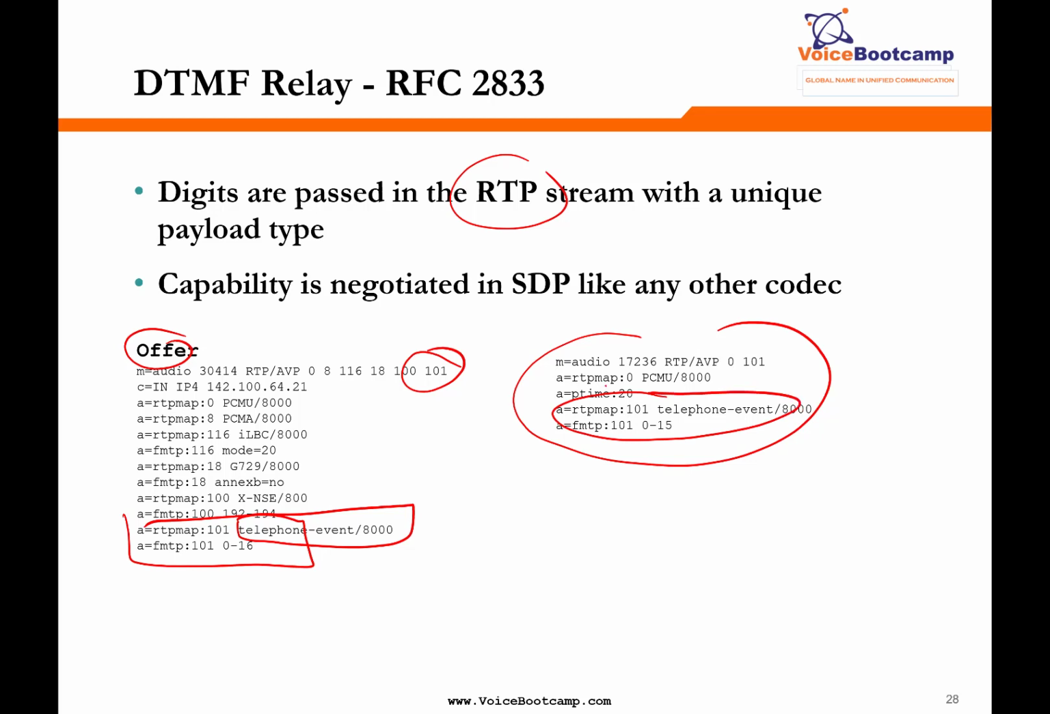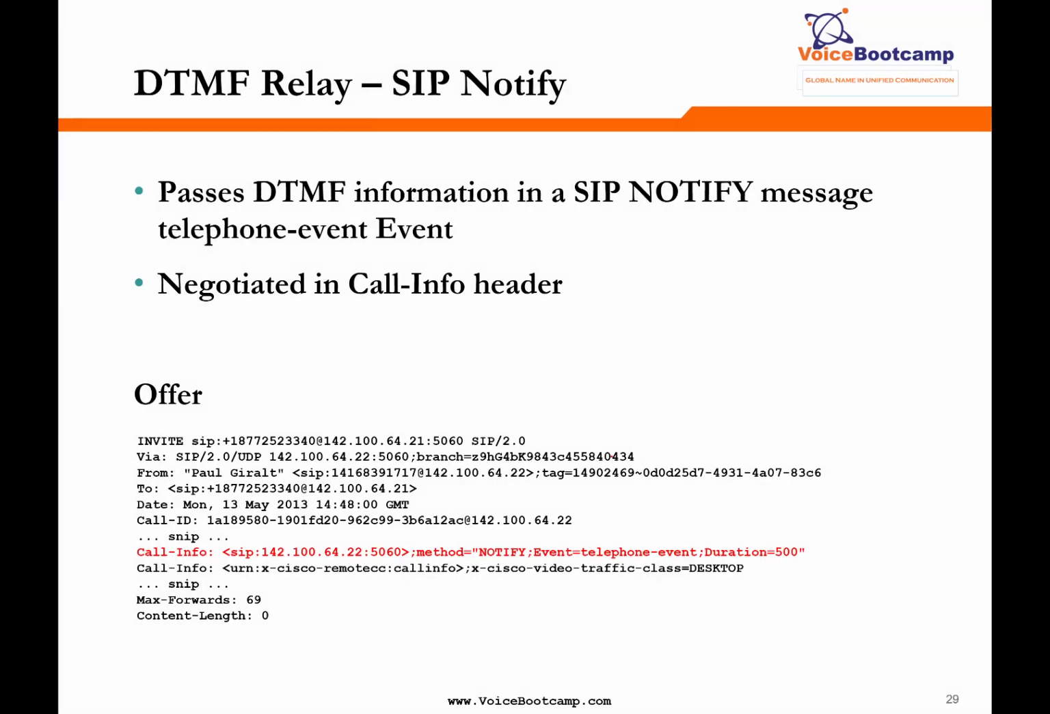Telephone event /8000, and then of course the code 101. The second type of DTMF relay is called a SIP notify, where the digits are passed with the SIP notify messages in the telephone event. It is negotiated in the call info header. So when an offer is sent, you will see there's a call info where you will be negotiating the DTMF. So DTMF information will be sent throughout these messages.